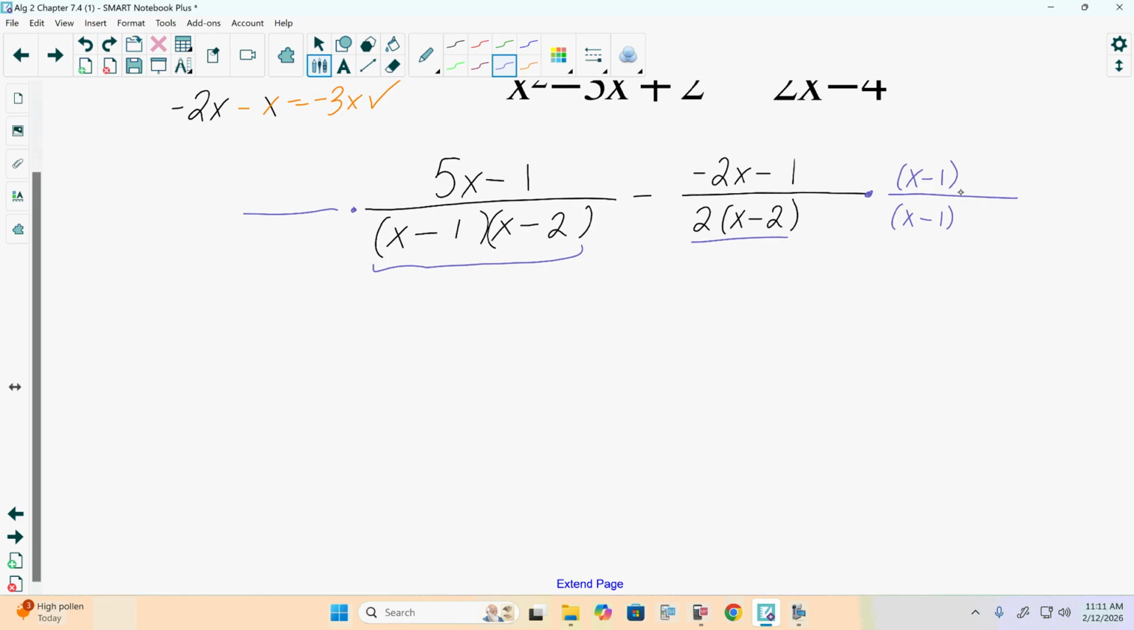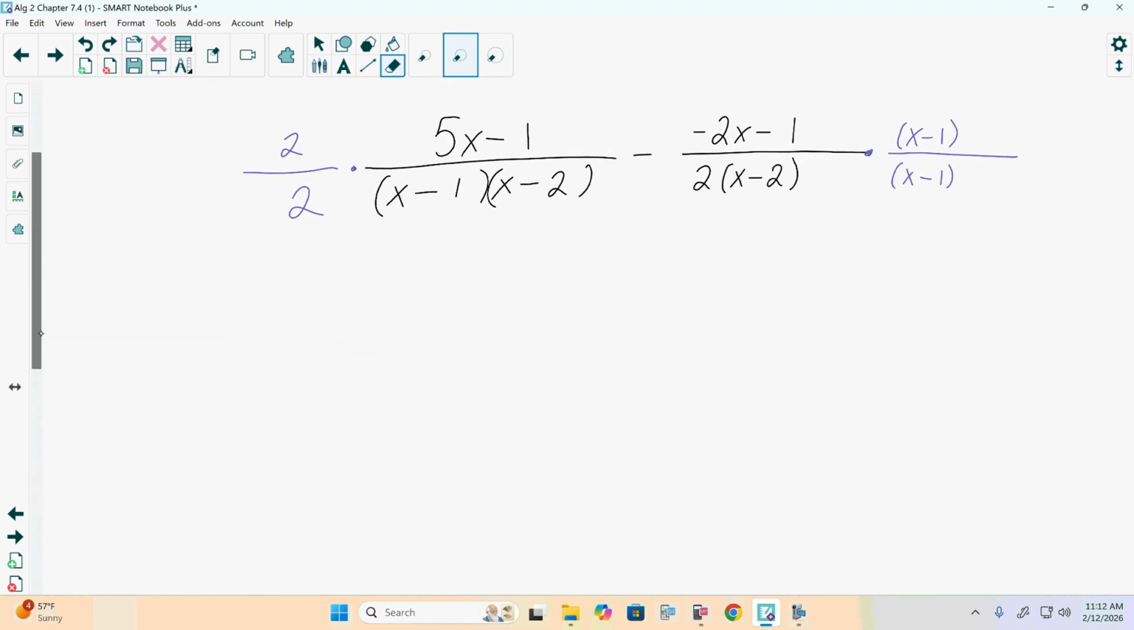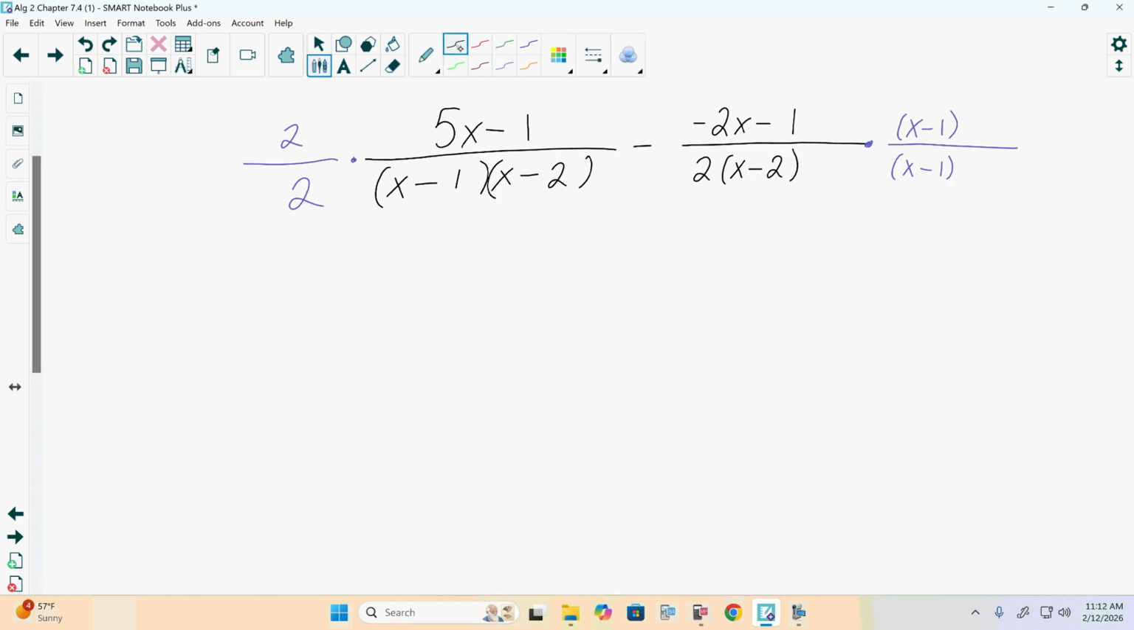Then we go the other direction. We say, what does the right side have that the left side doesn't? 2. Exact same procedure, but we're not looking at both, listing it out, then doing the multiplication. We get to the same spot, but just a little less work. If we multiply the denominator, we're going to have 2 times x minus 1 times x minus 2.